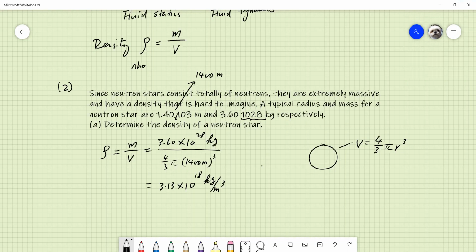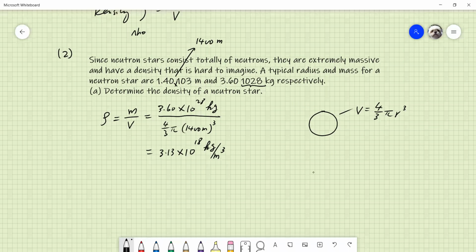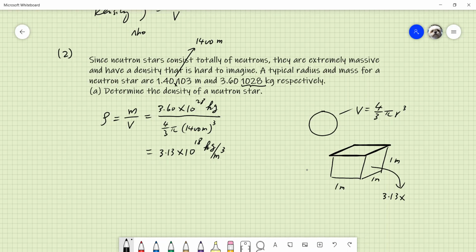Now it's very high density, very dense. Think about that. What this number says: if you draw a cube that is 1 meter on each side, then the mass of this neutron star material will be 3.13 times 10 to the 18 kilogram. So unimaginable.